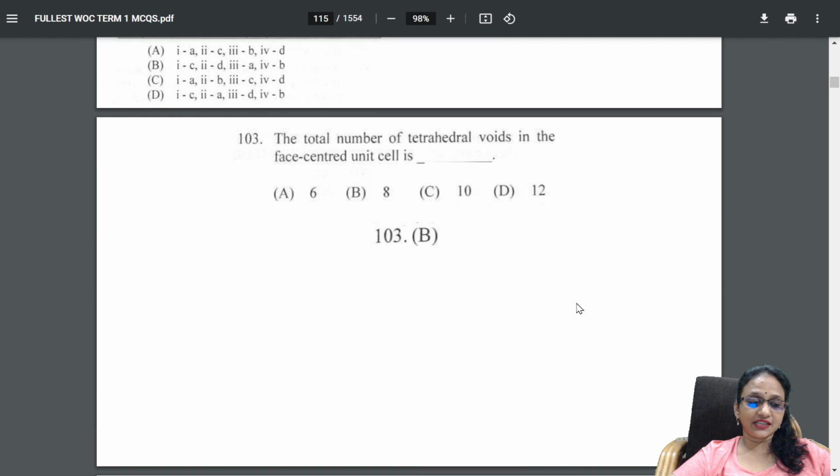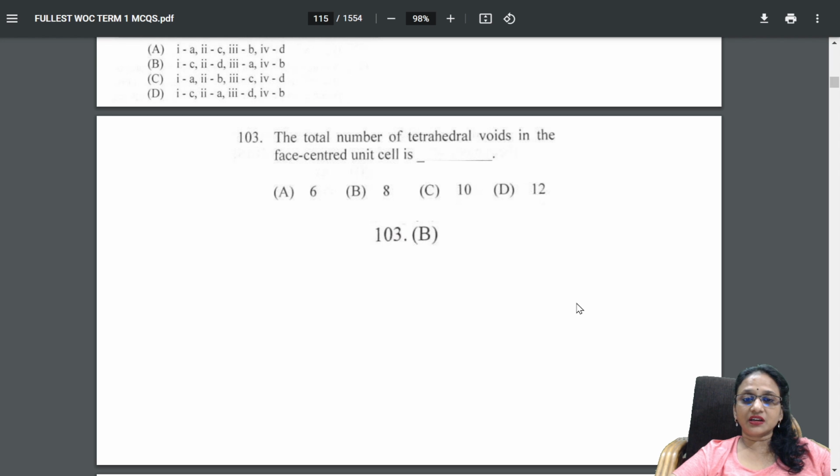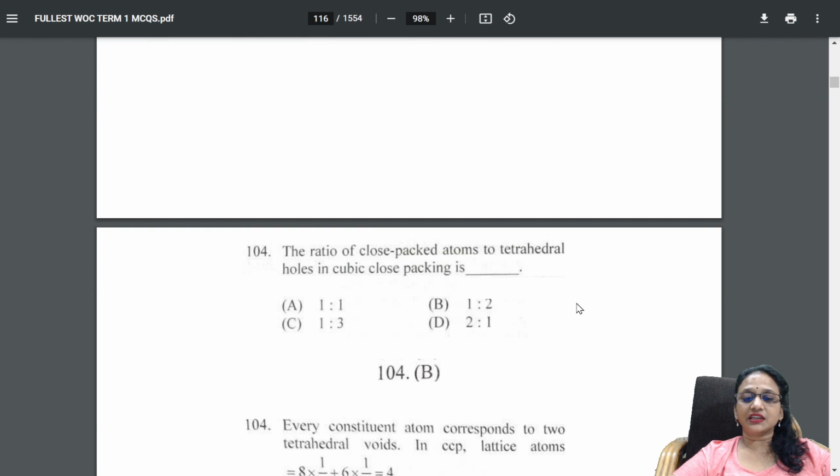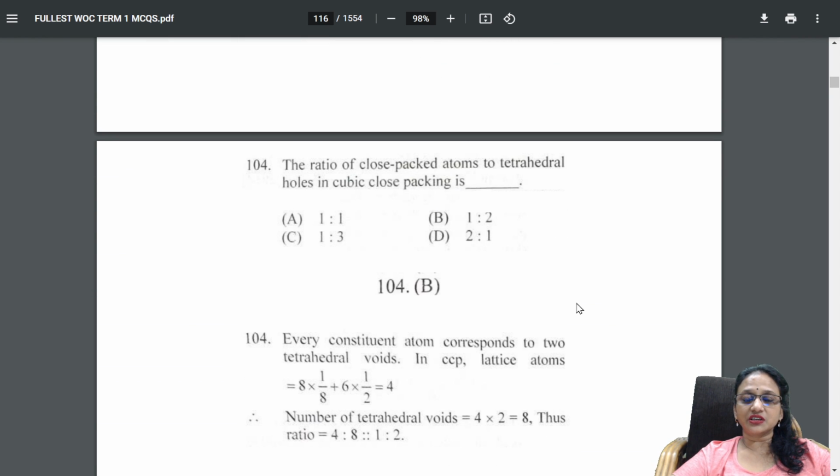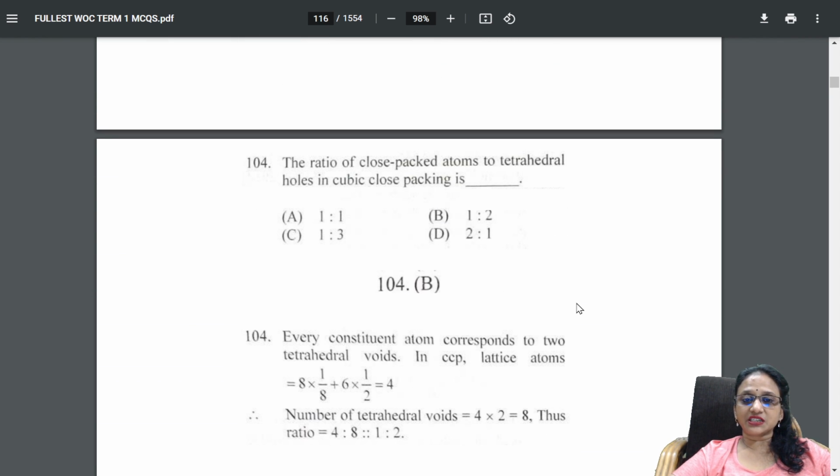Voids questions are asked like this. The total number of tetrahedral voids in face centered cubic. See, face centered has 4 atoms. So tetrahedral voids are nothing but 2n. 4 into 2, 8 atoms, 8 tetrahedral voids. Okay, and then comes the ratio of close packing, the number of voids between tetrahedral and cubic close packing ratio is given here.